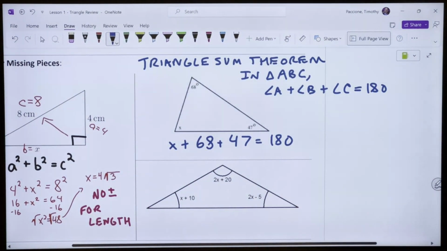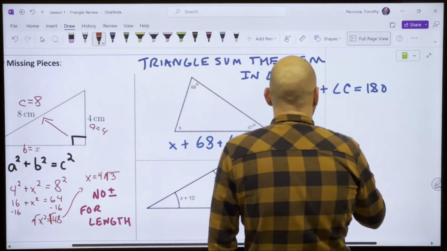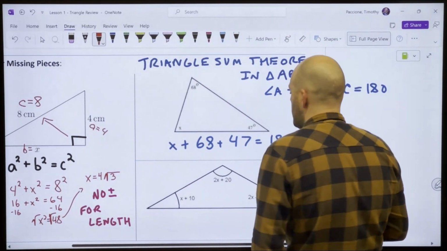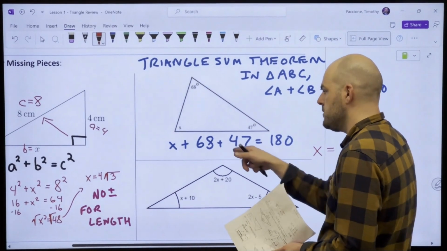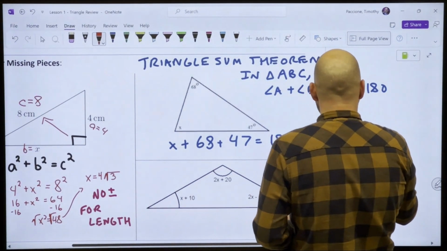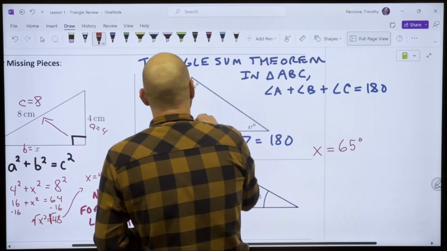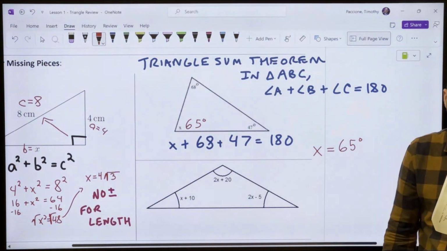Bring those two numbers together, subtract them from 180, and I get x equals, I'm not going to actually do that, right? We know what to do there. Add these together, subtract them from 180, 65 degrees. So I found my missing piece. If I need to check my work, add them all up, they better be 180. Right?